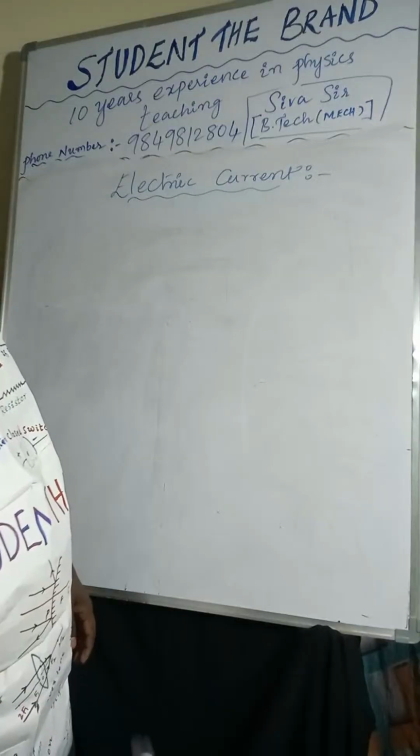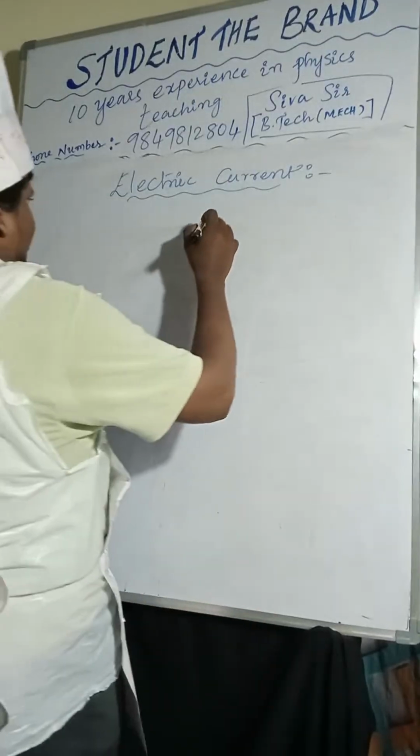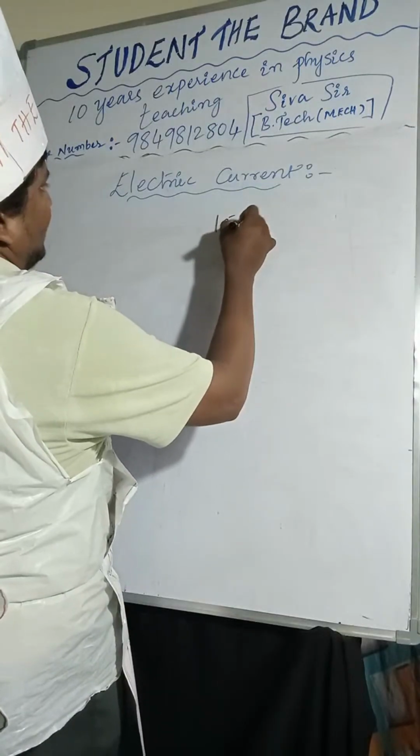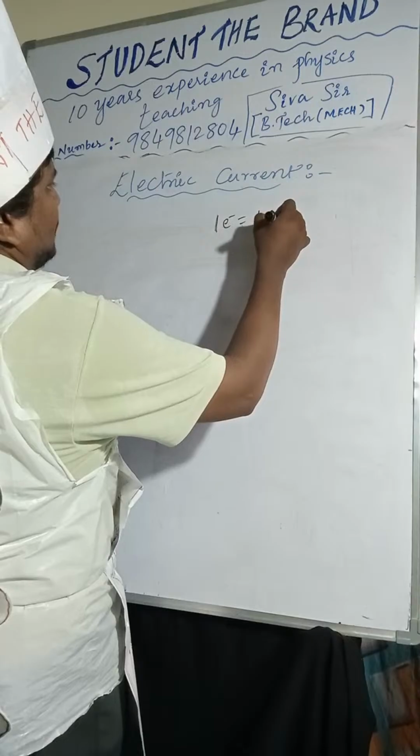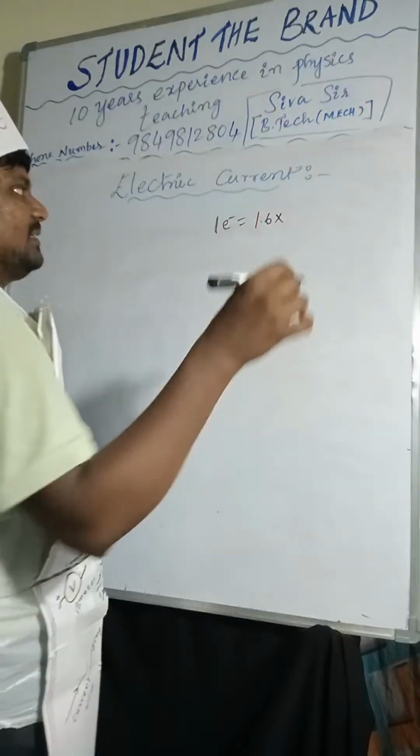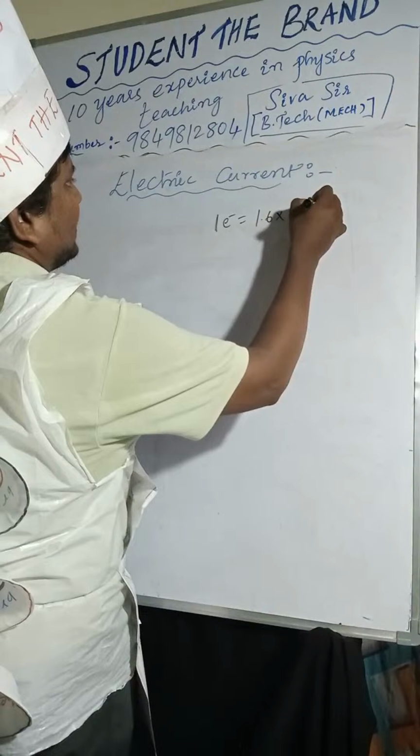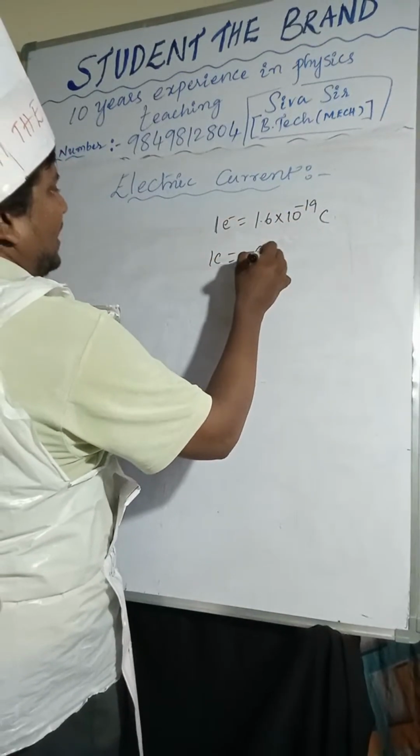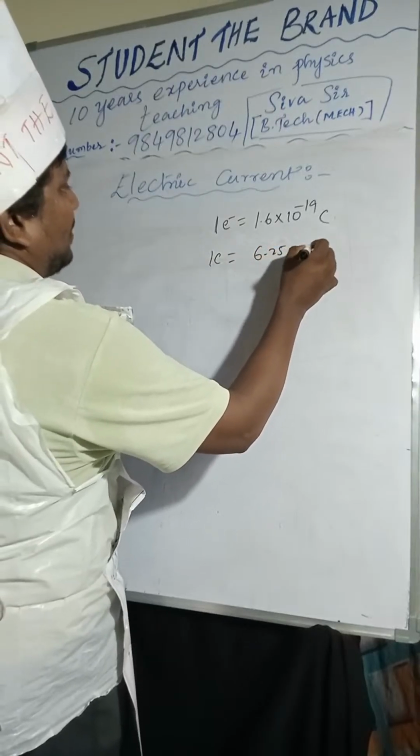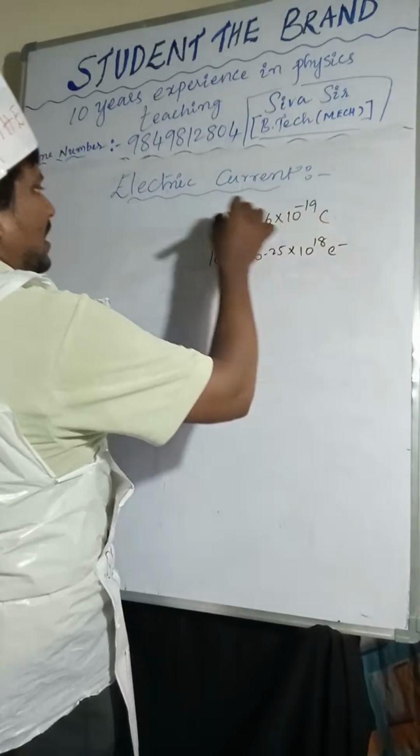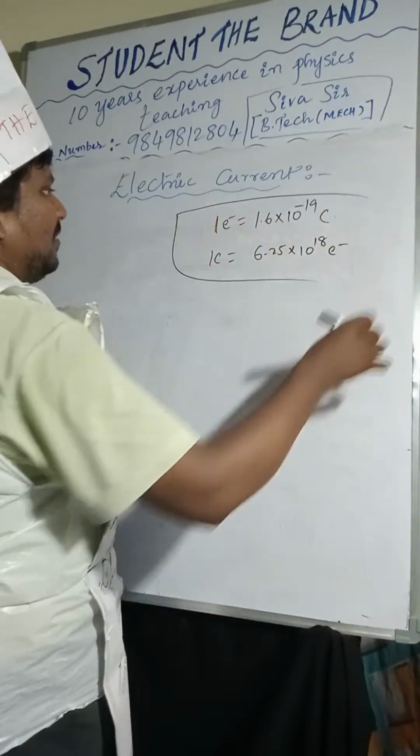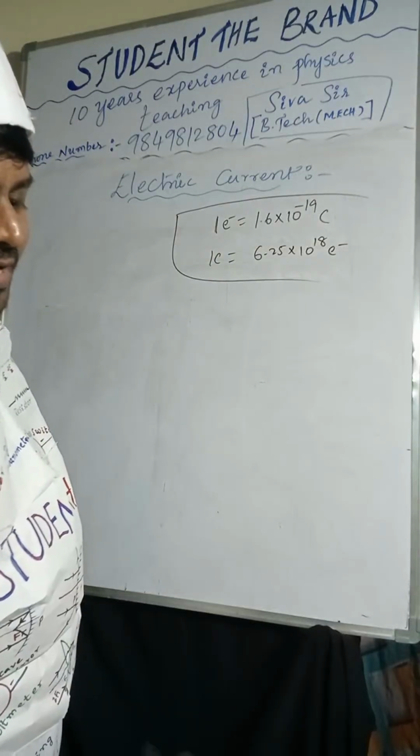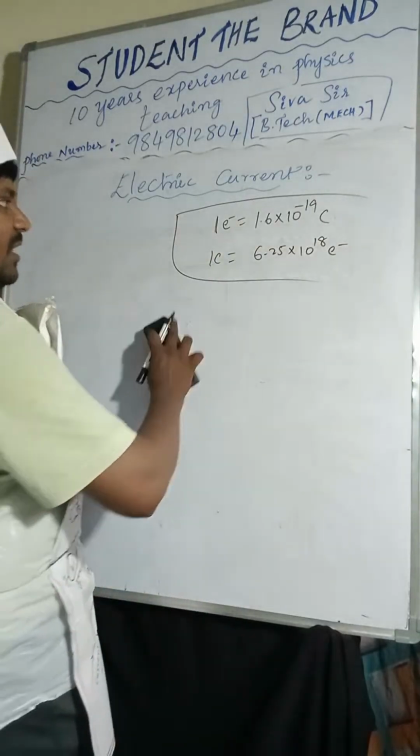On 1 electron, how much charge is present? These 2 points are very important. On 1 electron, 1.6 into 10 power minus 19 coulomb. In 1 coulomb, 6.25 into 10 power 18 electrons. Very important. Make sure that you practice this and prepare carefully.